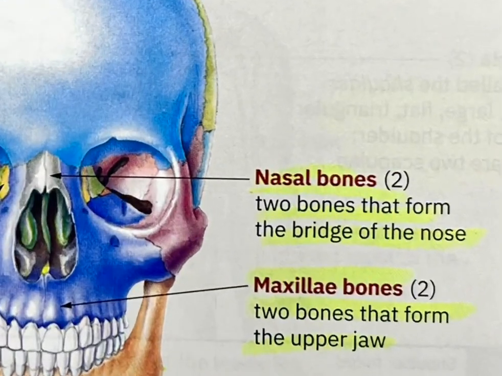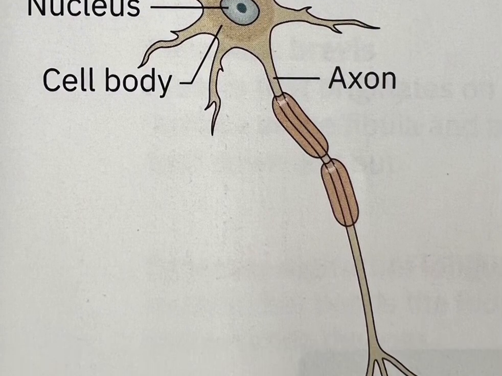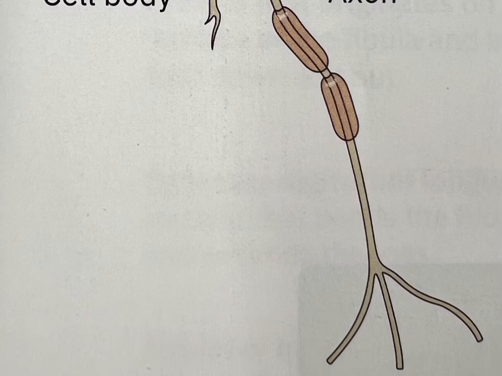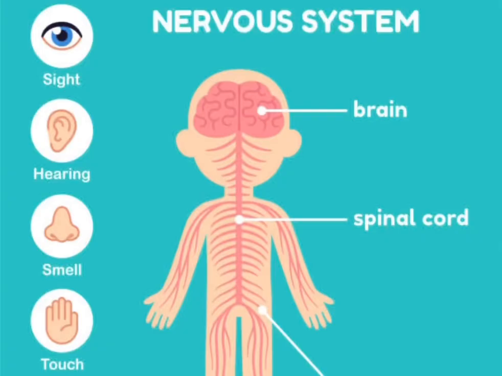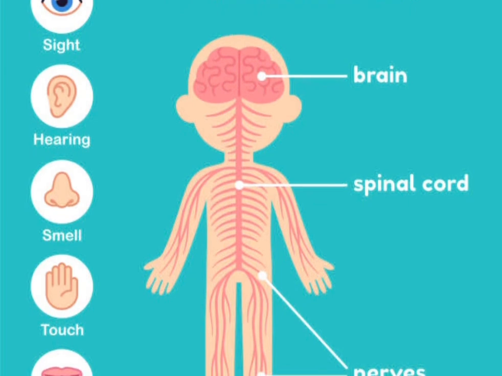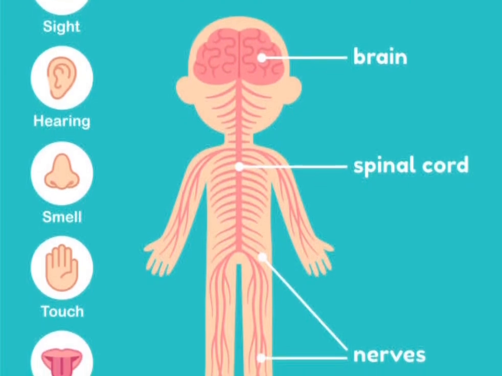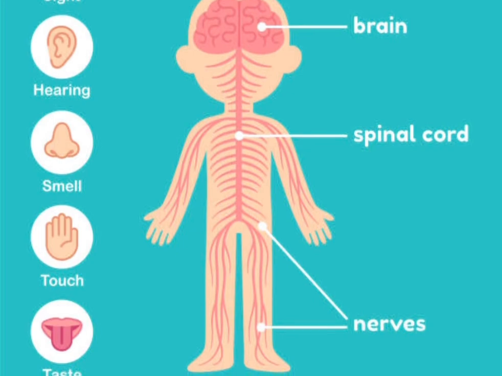Nasal bones, 2 bones that form the bridge of the nose. Nerves, whitish bundles of nerve fibers that transmit impulses. Nerve tissue, carries messages to and from the brain and controls and coordinates all bodily functions. Nervous system, well-organized body system composed of the brain, spinal cord, and nerves. Controls and coordinates all other body systems.